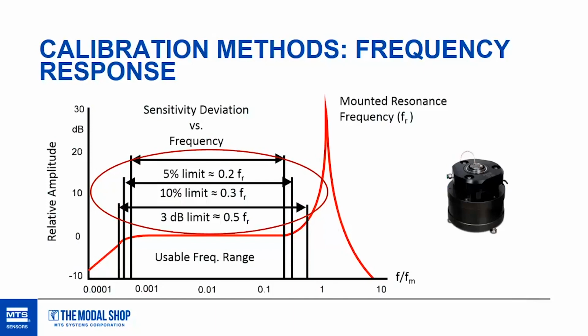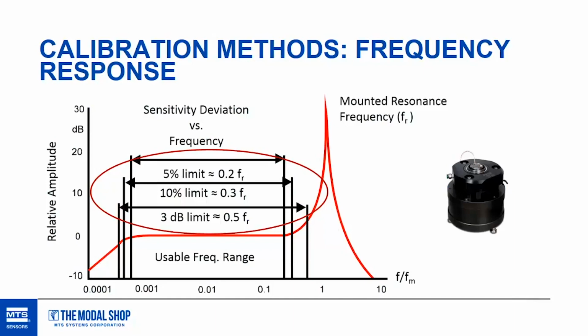And why do we choose these values? Are they important? Why not choose 20% or some other percentage there? They just happen to be three values that correspond to a fraction of that mounted resonance. So 20% of the mounted resonant frequency is oftentimes very close to a 5% limit. So we set these three values on a spec sheet for a sensor, and you can evaluate them by doing a frequency response check.